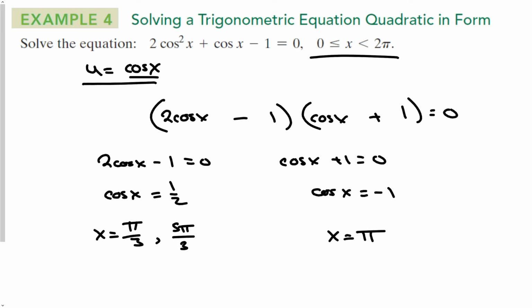Okay, so we're looking at each piece separately. We're looking at this factor and this factor separately, and I'm allowed to do that because we have a product equal to 0. If you had a product equal to a number over here, this technique would not work. It must be equal to 0.